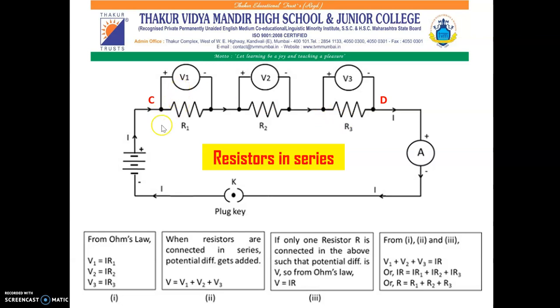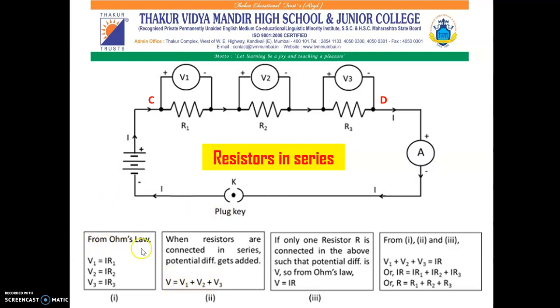That is, across the resistor R1, the potential difference will be V1. Across R2, it will be V2. And across R3, it will be V3. So, the total potential difference will be equal to V1 plus V2 plus V3. So, when the resistors are connected in series, the potential difference gets added. So, we get the final potential difference V is equal to V1 plus V2 plus V3.